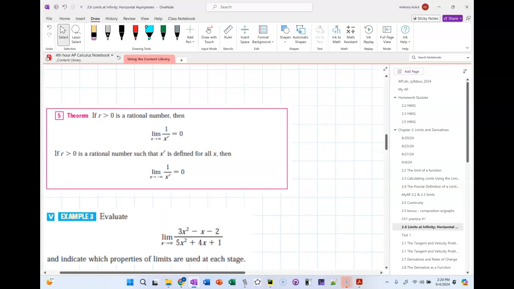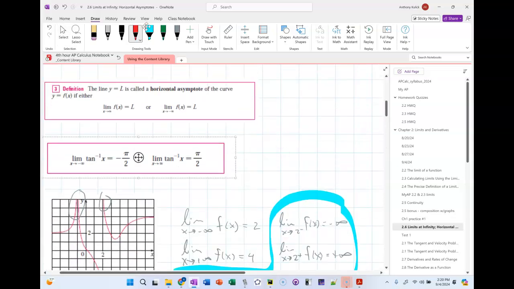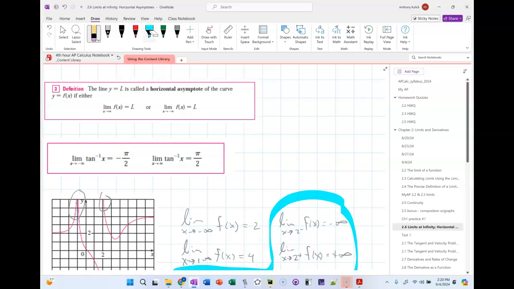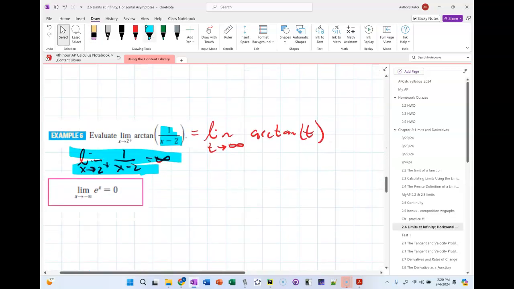We had it back. Where did it go? Here. That it's pi over 2. That's the worst one.